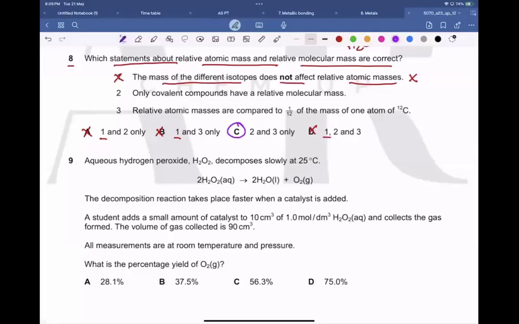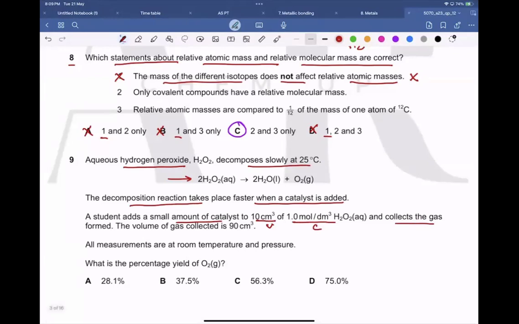So we were on question number 9 now. Aqueous hydrogen peroxide decomposes slowly at 25 degrees Celsius, and this is the equation. The decomposition reaction takes place faster when a catalyst is added. The student adds a small amount of a catalyst to 10 cm³, that is the volume, of 1.0 mol per dm³ concentration of H2O2 and collects the gas formed. The volume of gas collected is 90 cm³.